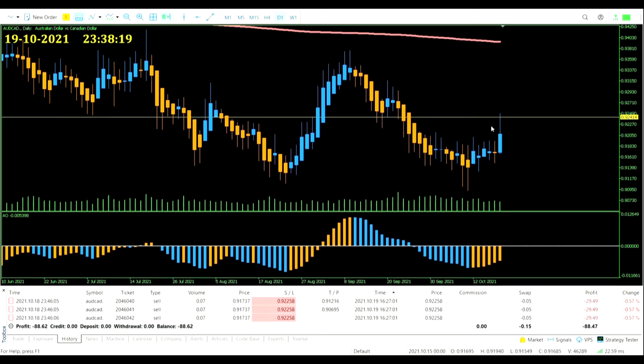Here we are back on the charts. And it's bad news already. Our trade yesterday already gone awry. Knocked out our stop loss. Let's pull it up on the trade history. There you go. Only took one day. We got knocked out. Price getting really high on the Australian dollar. So total of $88.62 lost. That's $29.49 on each sub trade and 5 cents for the swaps.